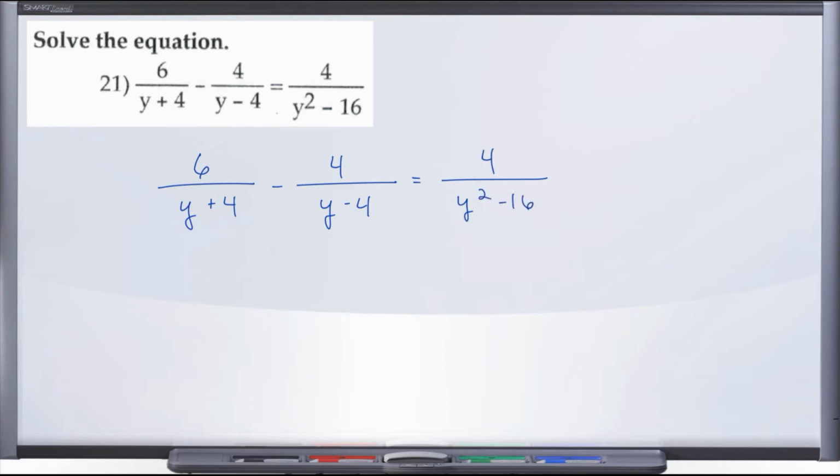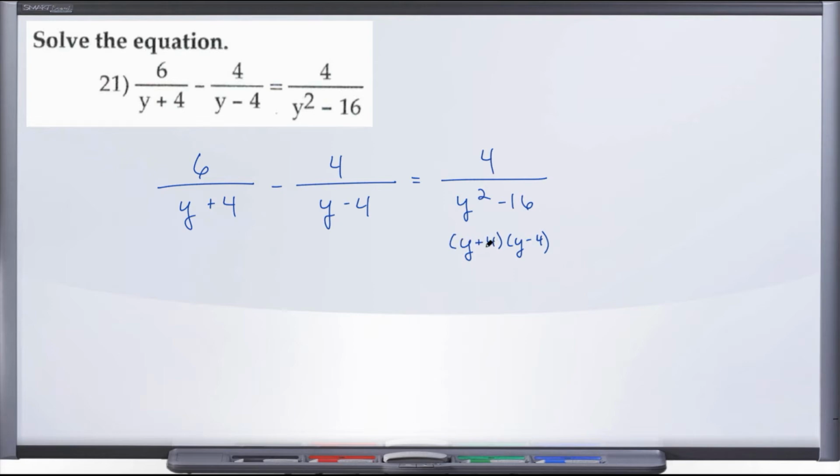So 6 over y plus 4, minus 4 over y minus 4, equals 4 over y squared minus 16. Again, we want to find a common denominator, so let's factor each denominator to identify what factors make up each one. Y plus 4 can't be simplified. Y minus 4, again, we can't do anything with. But y squared minus 16 we will probably recognize as the difference of two squares, so we have y plus 4 times y minus 4.